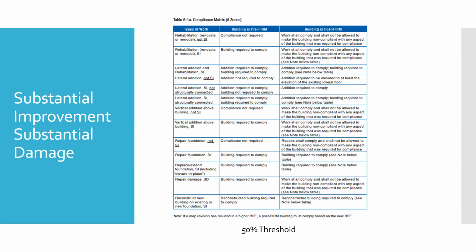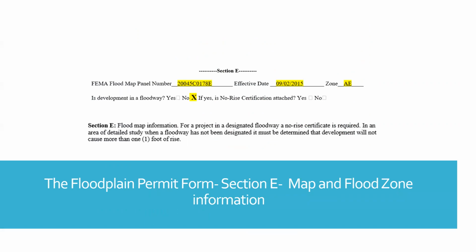So for example, a vertical addition above a building that is a substantial improvement, if it's pre-FIRM, the building is required to comply, and then post-FIRM, the work shall comply and not make the building non-compliant. So this is just kind of a breakdown of how that should work, and I think it's really handy because this is a little bit complicated working with existing buildings. And so that's something to keep in mind. Again, keeping track of the improvement values.